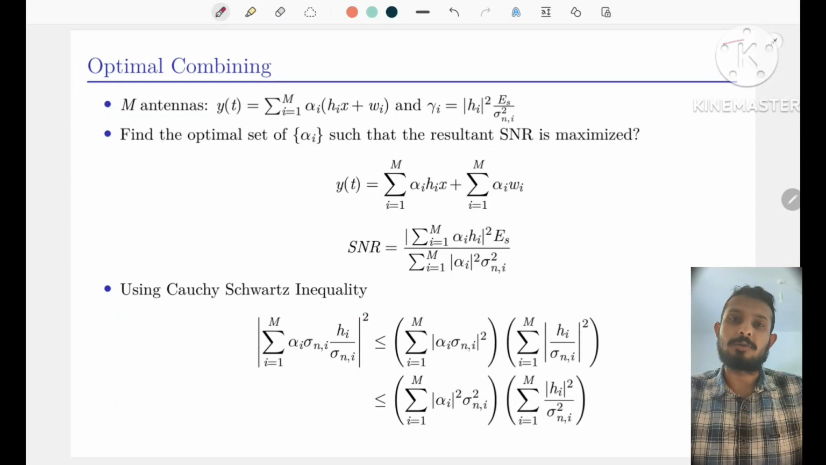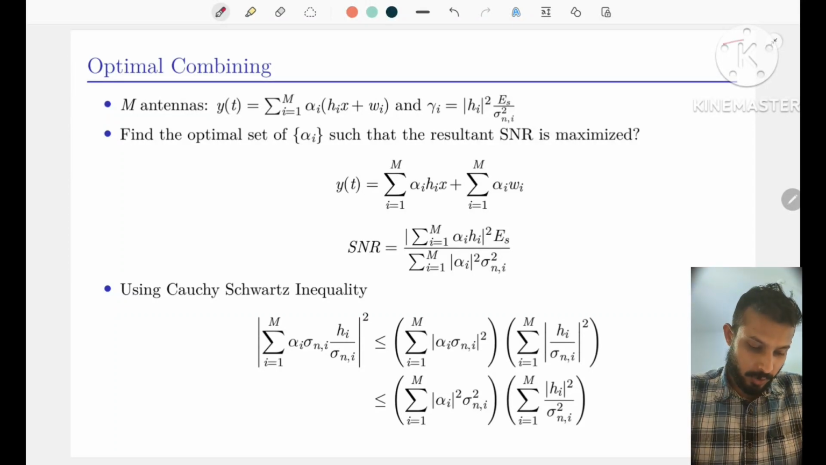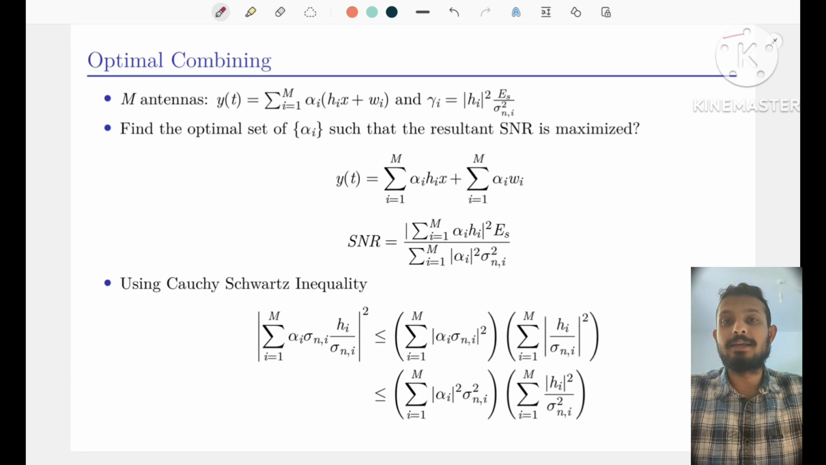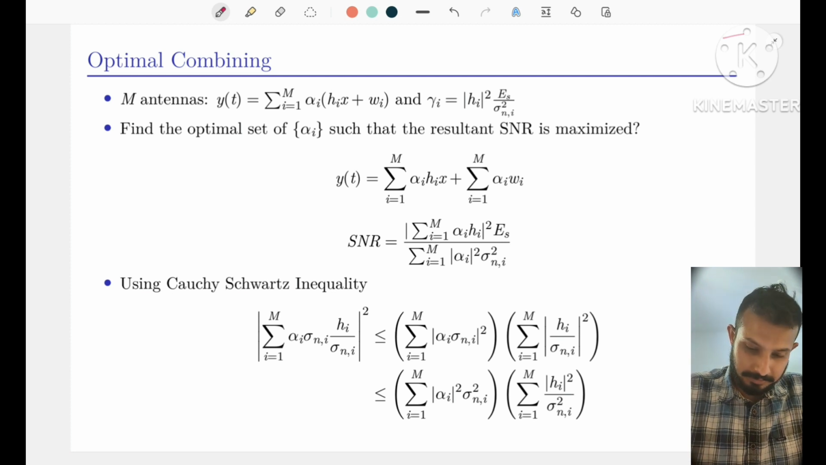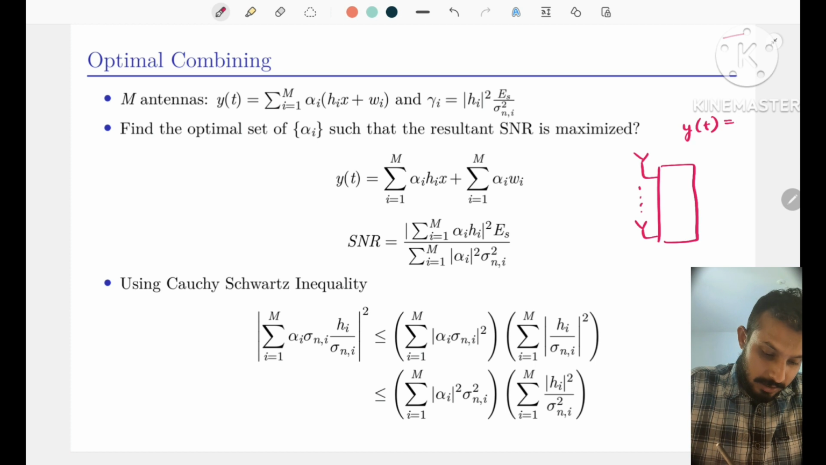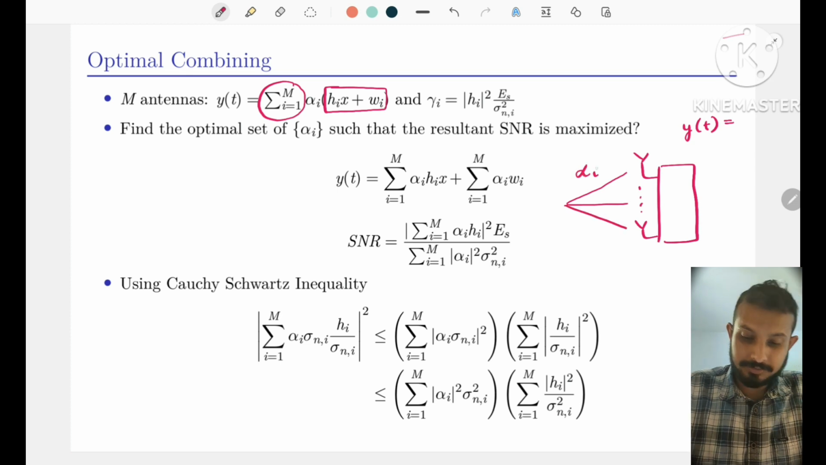In this video, we will talk about optimal combining. So currently we are discussing the different forms of combining, that is how we can combine the signals at the receiver. So let's say we have a receiver and we have M number of antennas at the receiver. And the combined signal y is equal to the sum of the signals received at all the antenna elements, provided every branch has given some particular weight alpha i.